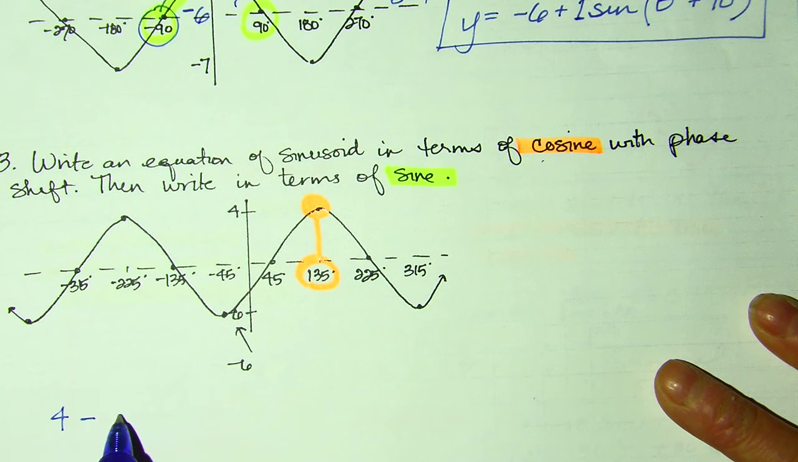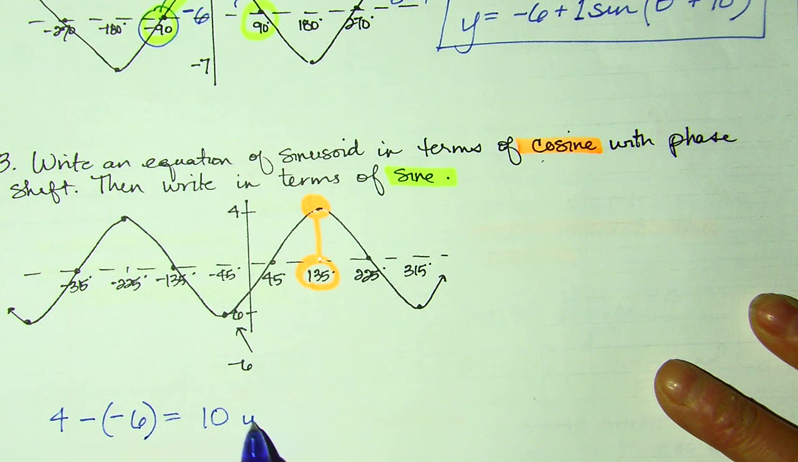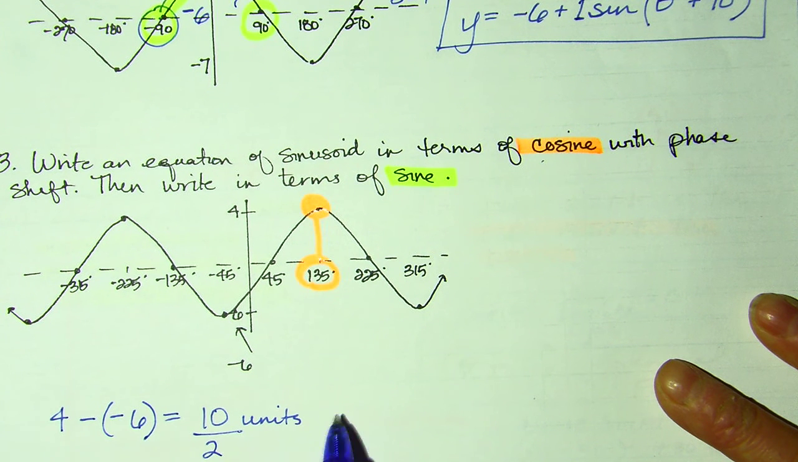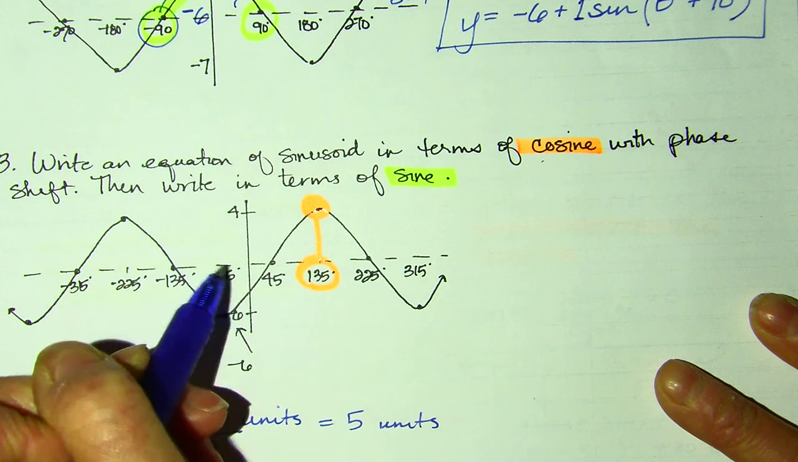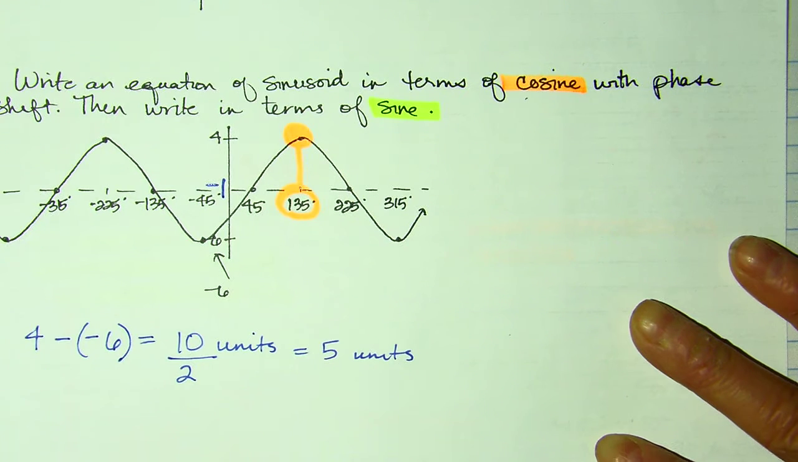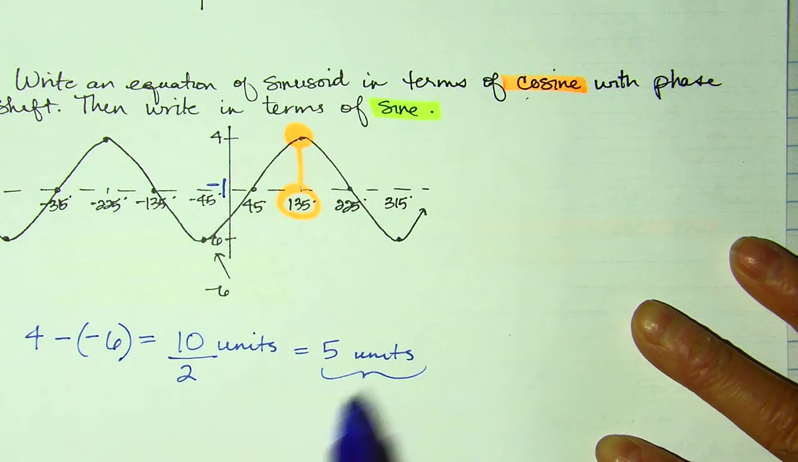Okay, let's identify everything else. They're telling me this is a -6 and this is at 4. So I'm finding the distance between them. That's why I'm subtracting. They have a distance of 10 units. To find the halfway mark, I would divide this by 2. That gives me 5 units. So 5 units to the left, the center line is at -1. Hope you can see that. And this would be my amplitude.